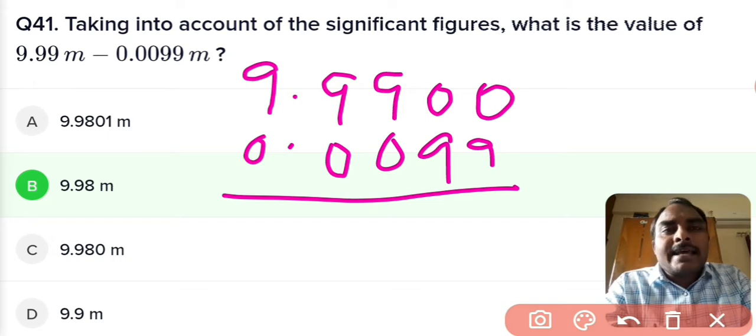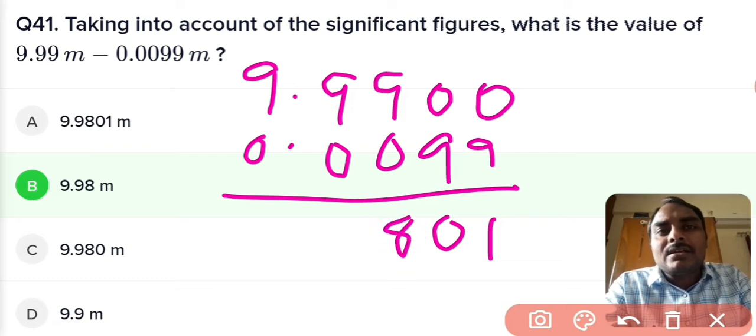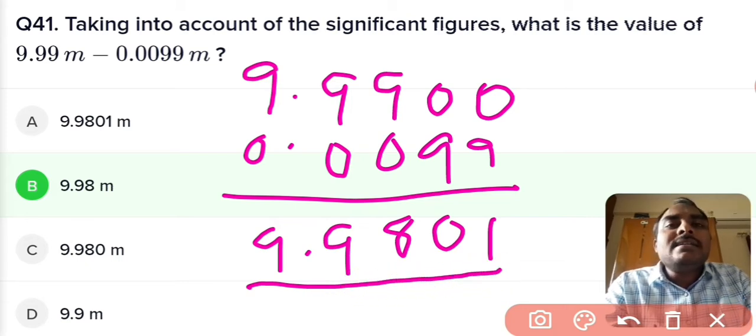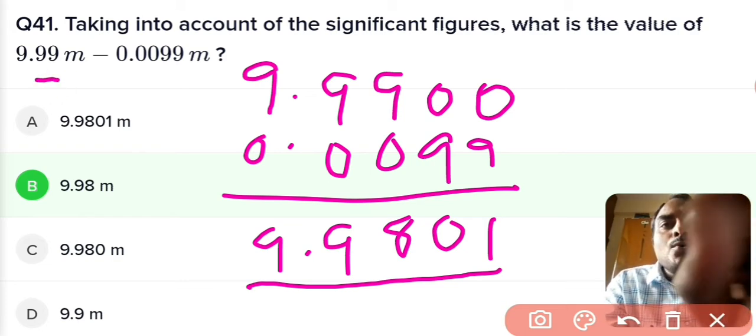So 10 minus 9, 1, 0, 8, 9. So 9.9801 will come. Then here, while doing subtraction by taking significant figures into account, we need to follow a rule. In subtraction and addition also, the final result should have the least number of decimal places as there are in the given numbers. In the given numbers, the first number has 2 decimal places.